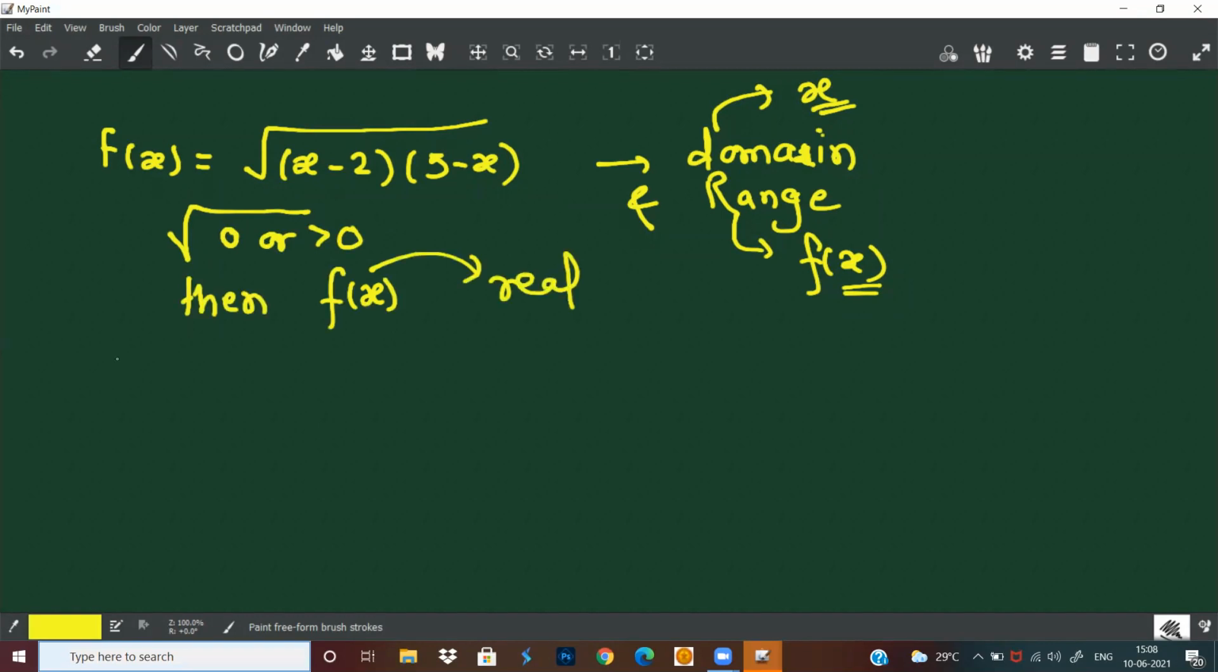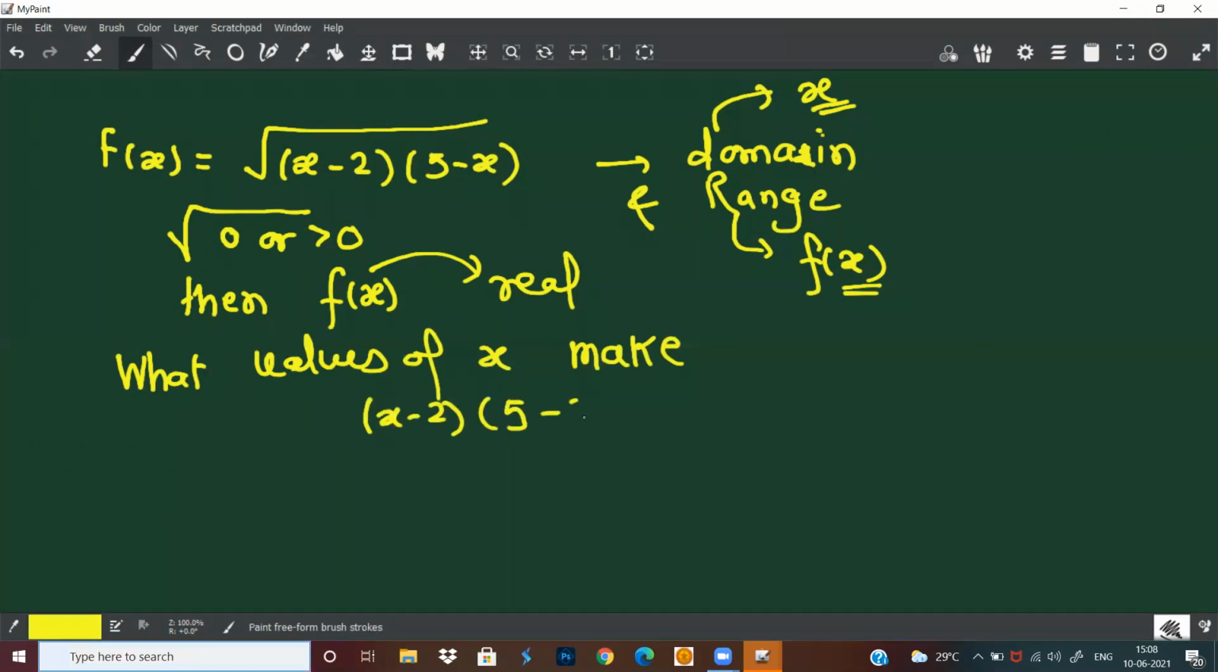So what values of x make (x minus 2) into (5 minus x)... what is inside the root is either positive or equal to 0, that will work, negative will not work. Square root of a negative number, you have learned complex numbers, so you know what it is. They will become the domain of the function. Are you clear how to think?